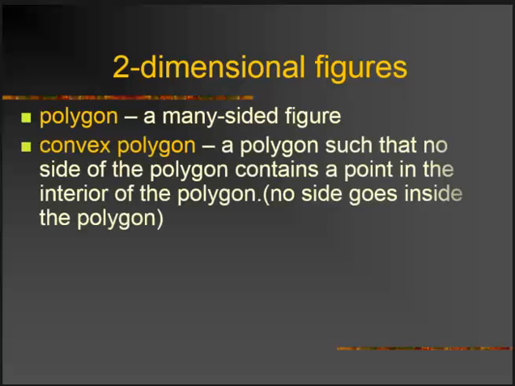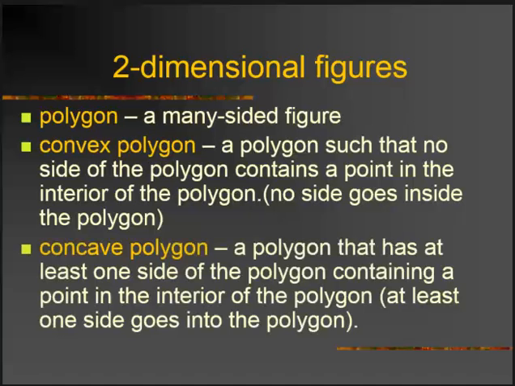One classification of polygon is the convex polygon. Convex means to go outward. You have convex lenses in microscopes and telescopes and magnifying lenses and glasses. Okay, so convex means to curve out or to go out. So a convex polygon, by formal definition, is such that no side of the polygon contains a point in the interior of the polygon. So no side goes inside the polygon is basically what it means. And I'll draw some pictures here in a minute.